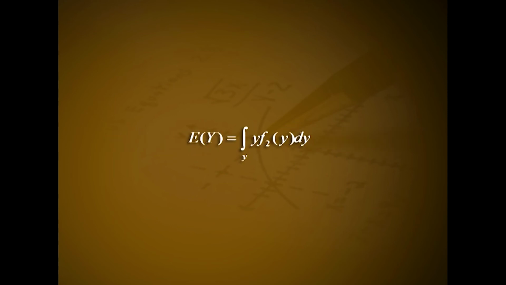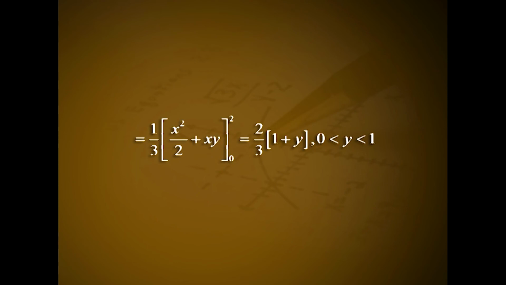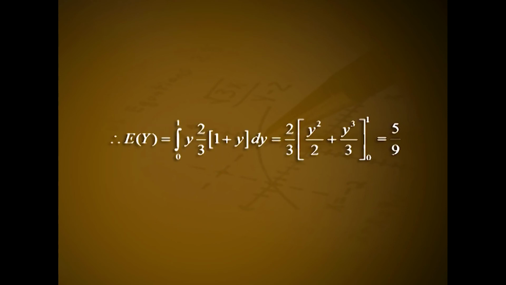Expectation of y equal to integral over y into f2 of y dy. f2 of y equal to integral over x f of xy dx, that is integral from 0 to 2 of 1 by 3 into x plus y dx. That is 1 by 3 into x square by 2 plus xy over the limit from 0 to 2. That is 2 by 3 into 1 plus y for 0 less than y less than 1. Therefore, expectation of y equal to integral from 0 to 1 y into 2 by 3 into 1 plus y dy, that is 2 by 3 into y square by 2 plus y cube by 3 over the limit from 0 to 1, that is 5 divided by 9.